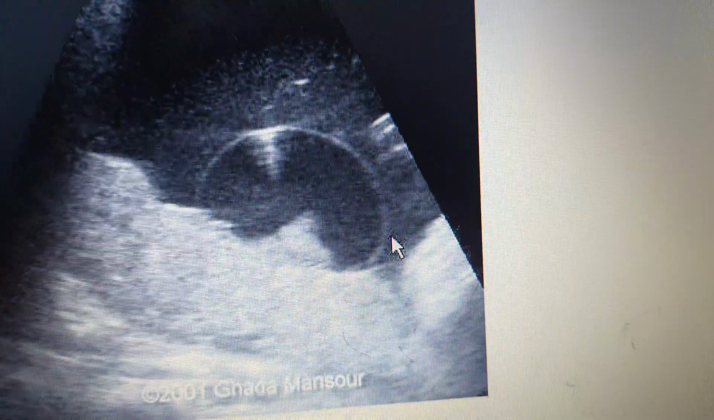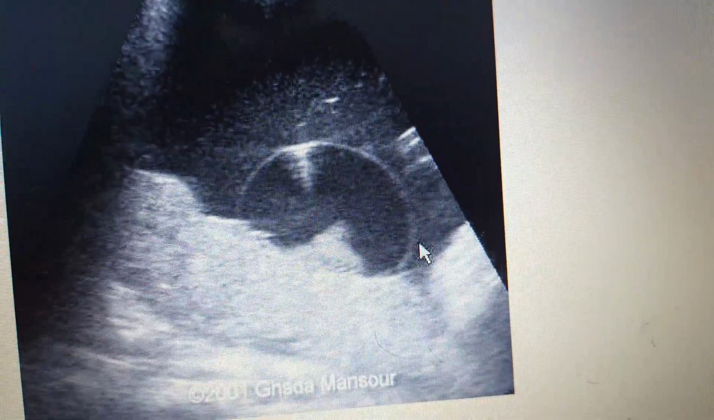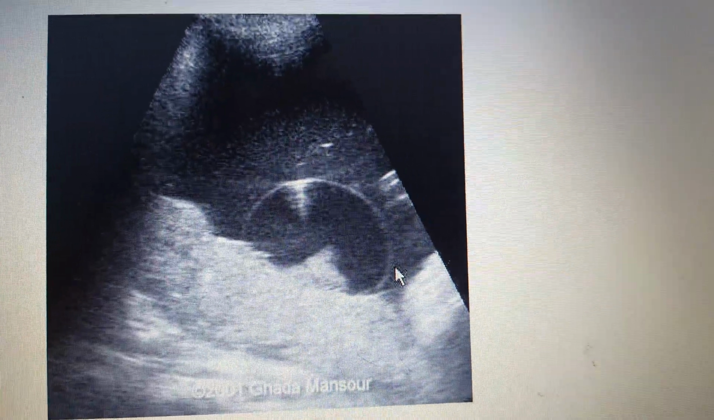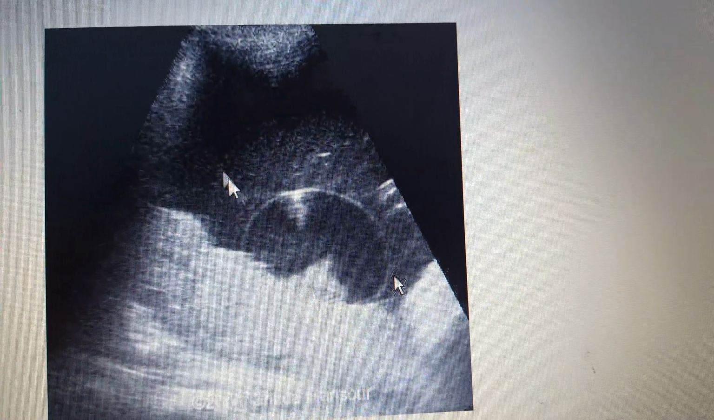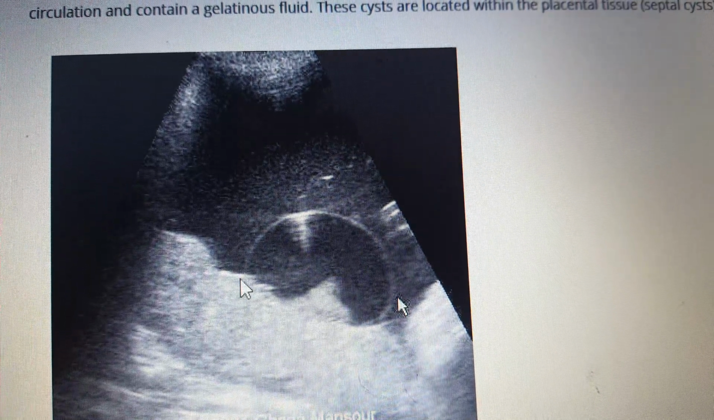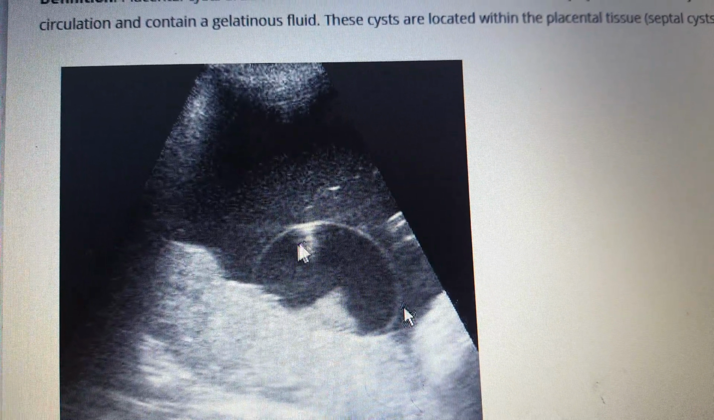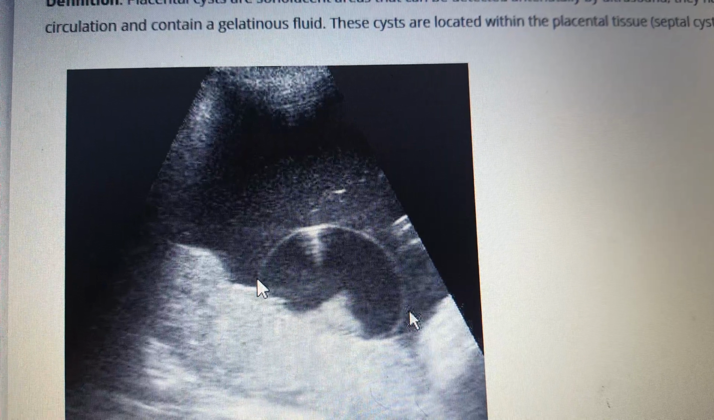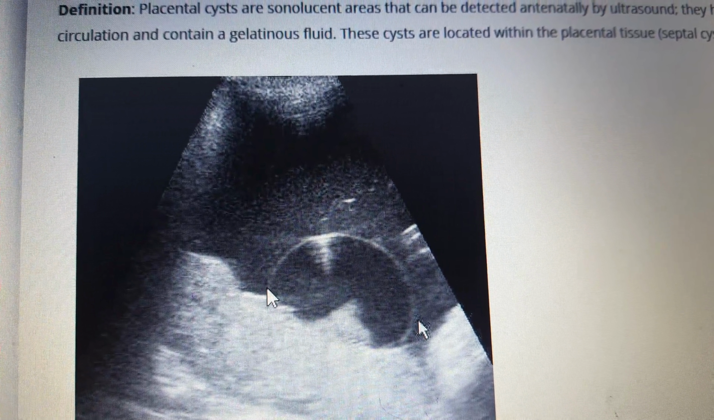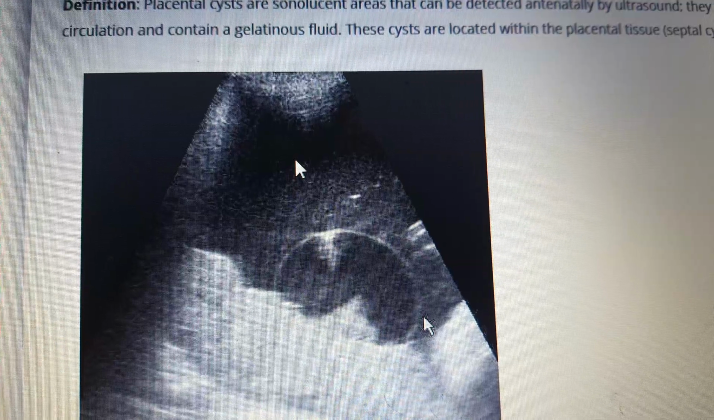In this picture, you can see placenta posteriorly. As you can see, the placenta here is located posteriorly, and you can see here a placental cyst. Clear sonolucent area, and this is the border or the borders of the placental cyst, and of course this is liquor or amniotic fluid.